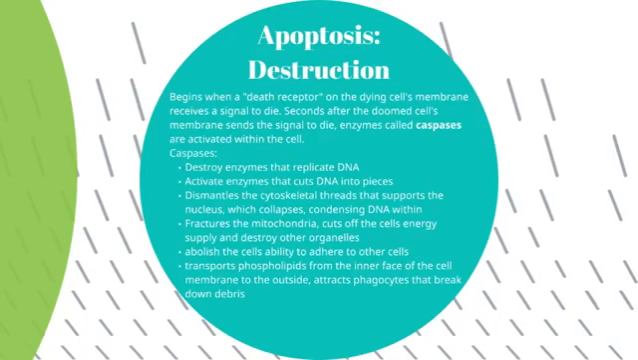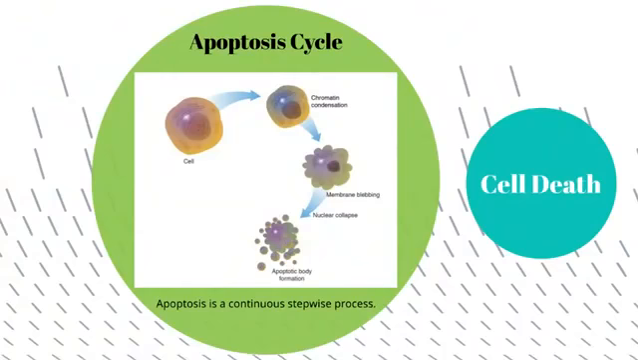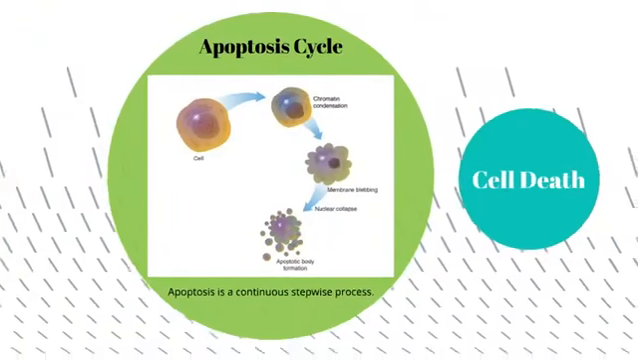Caspases fracture the mitochondria, cut off the cell's energy supply, and destroy other organelles. They abolish the cell's ability to adhere to other cells, and transport phospholipids from the interface of the cell's membrane to the outside. It then attracts phagocytes that break down debris. So this is something that's going to be happening from the inside out, just complete and total destruction of the cell. And as you can see here, I have a model for you guys.